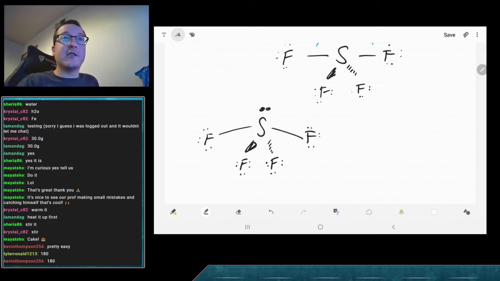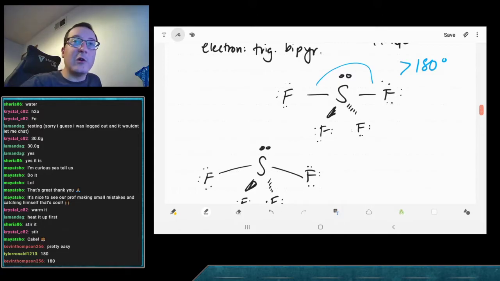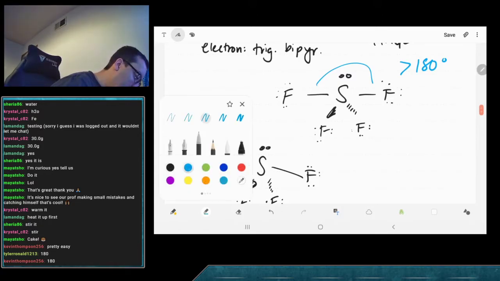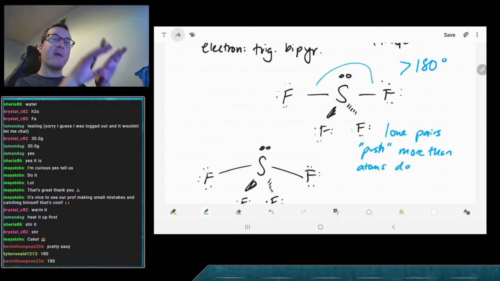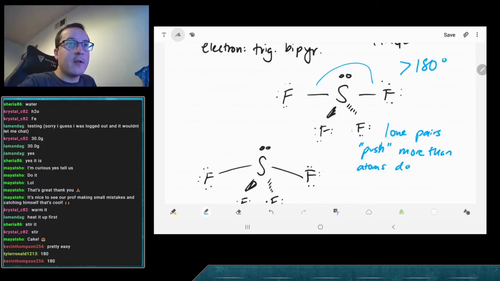So the bond angles are not going to be the same as they were for the regular trigonal bipyramidal. For this one, it's going to be a little bit bigger than 180 as a result of that lone pair pushing down. So I'll write that again. Remember, lone pairs push more than atoms do, and so it's going to push those fluorines a little bit down.